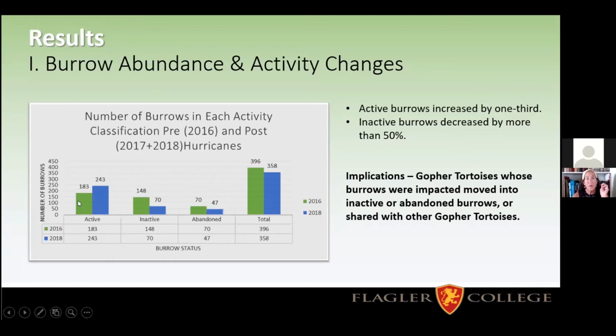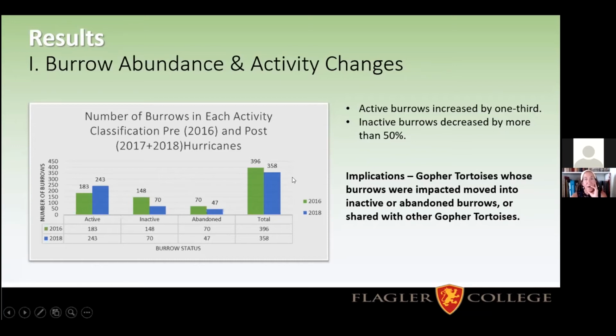If you look with me at the far left set of bars, that pair of bars represents active burrows. There were 183 active burrows in 2016, and that number increased by a substantial amount, by 1/3, to 243 in 2018. On the next set of bars, you'll see a drop in inactive burrows from 148, a drop of nearly 50%, to 70 inactive burrows after the hurricanes.